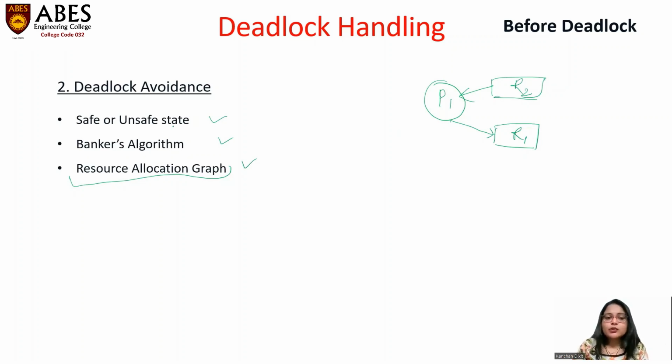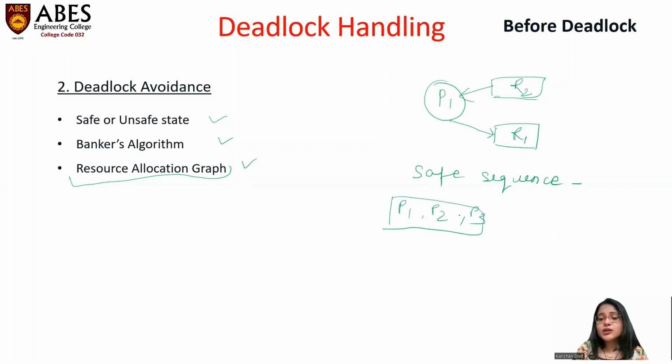Now, banker's algorithm. What is banker's algorithm? Banker's algorithm is used to find the safe sequence. What is a safe sequence? There are processes like P1, P2 and P3, and we need to find out in which order we have to execute the processes so that no process has to wait and there is no deadlock. So this algorithm is used for the safe sequence. I will make a separate video for banker's algorithm and its numericals.